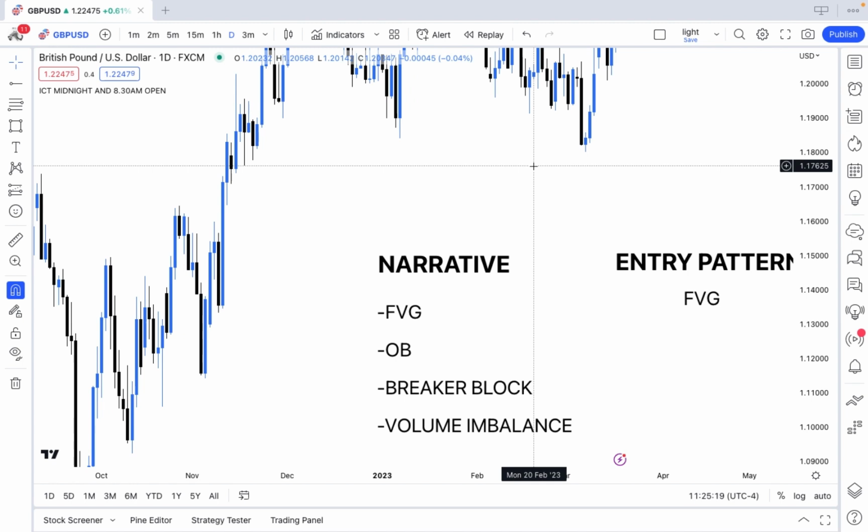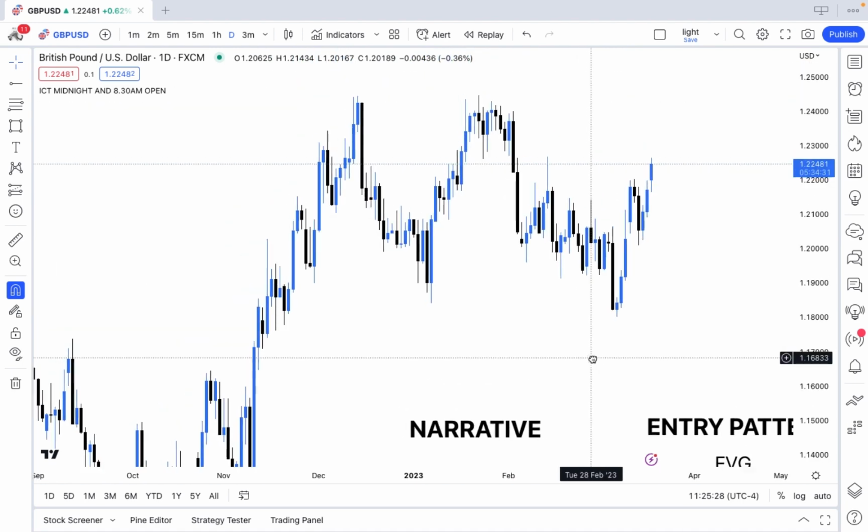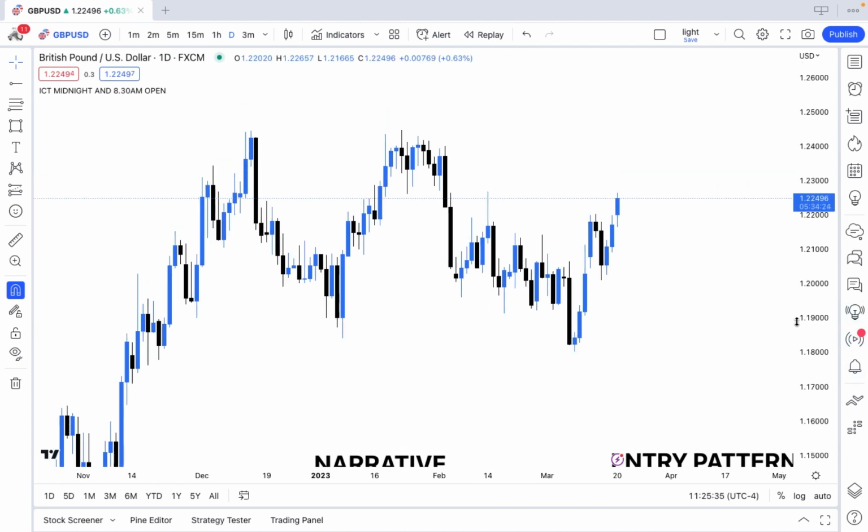ICT, oh my goodness, he teaches a lot of things, but I'm only going to use fair value gaps, order blocks, breaker blocks, and volume imbalances. If you don't know what these are, I think the best way to learn is to watch me use them in real time. I don't have to provide definitions for them. It's going to be a long video.